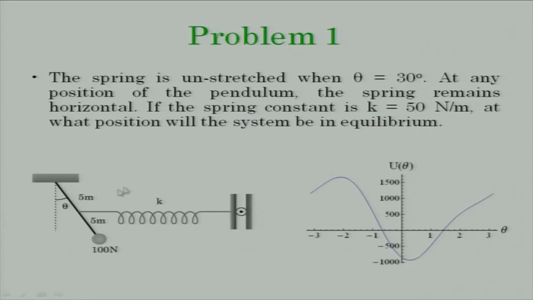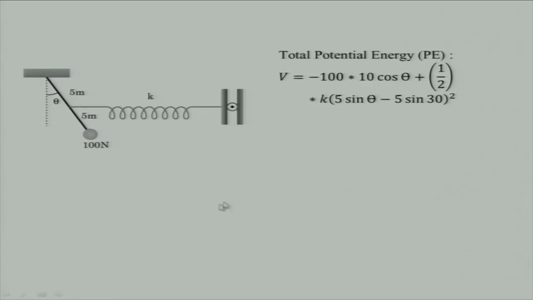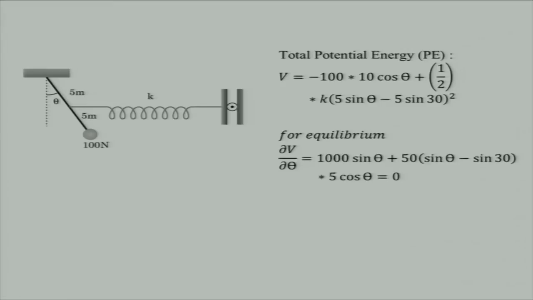What will be the potential energy stored in this spring K as a function of theta? So 5 sin theta minus 5 sin 30, squared, into half K. So what is this? 5 sin theta is this length, but the original unstretched length was 5 times sin 30. So the total extension is 5 sin theta minus 5 sin 30, half into K times the square. That's done. Now the only thing you have to do is find out the minima.